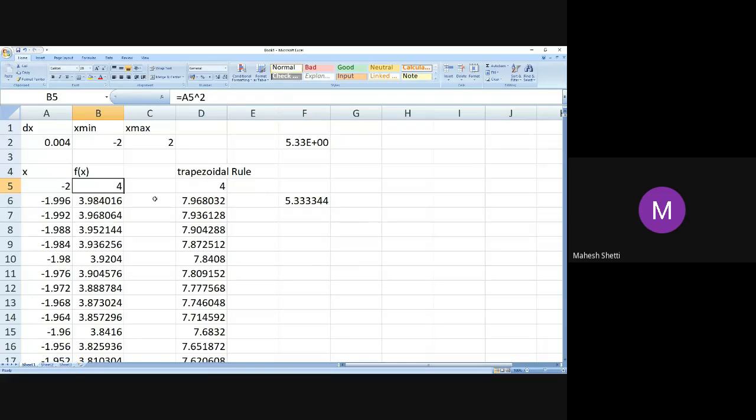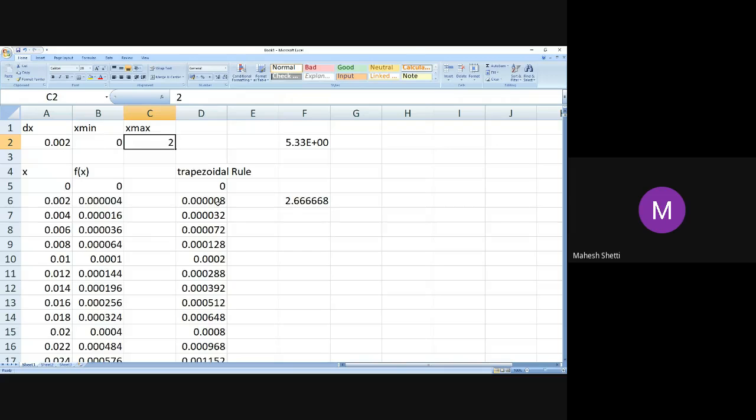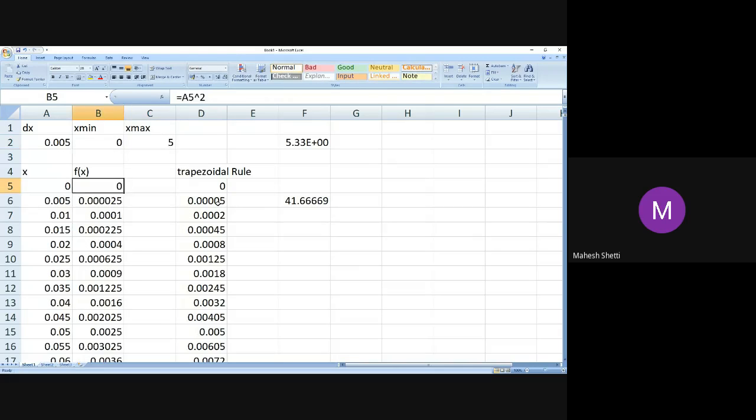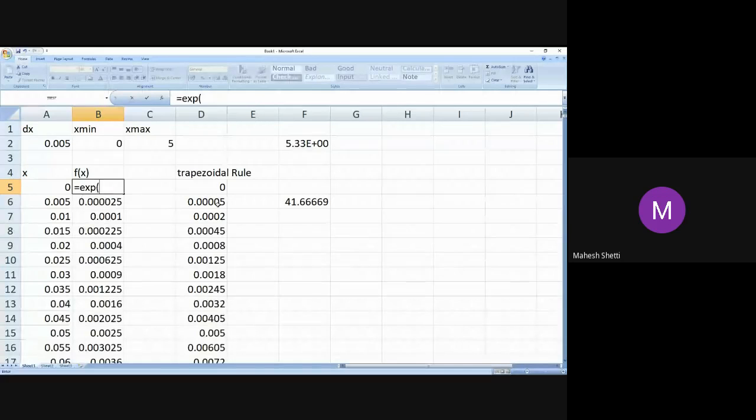Let's check it for some other functions. Say, for example, I want to do a calculation from 0 to, say, 5, and the exponential function, e raised to minus x, e raised to minus 5.